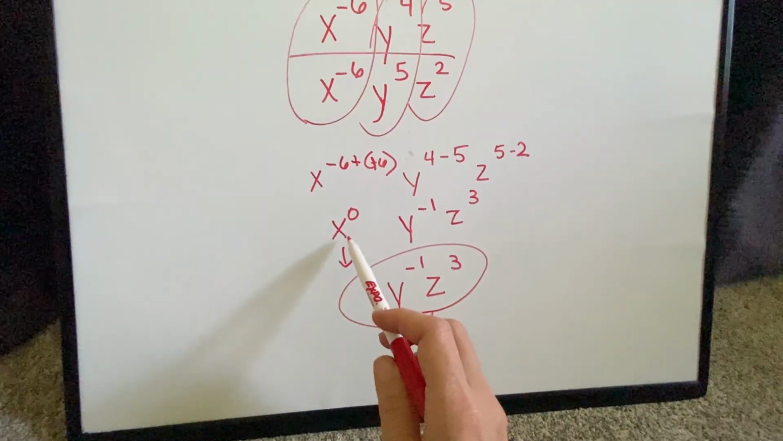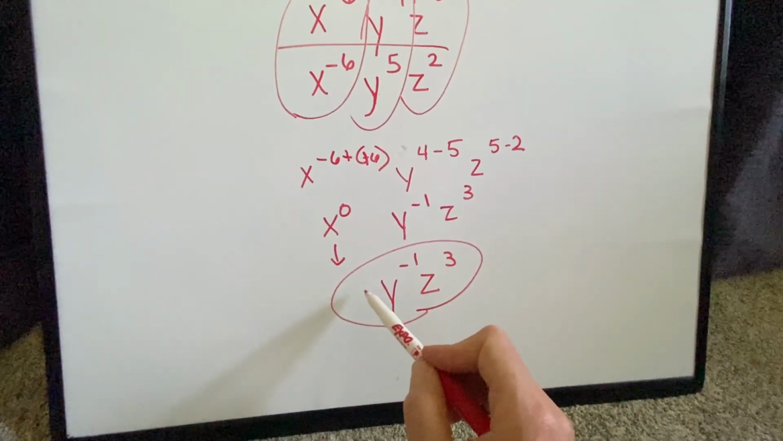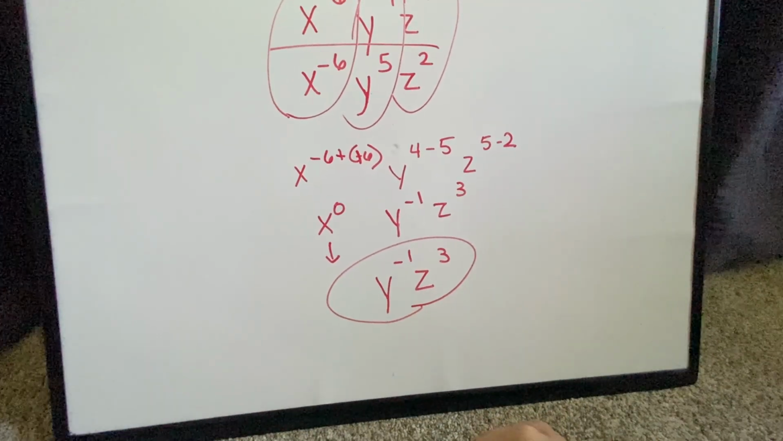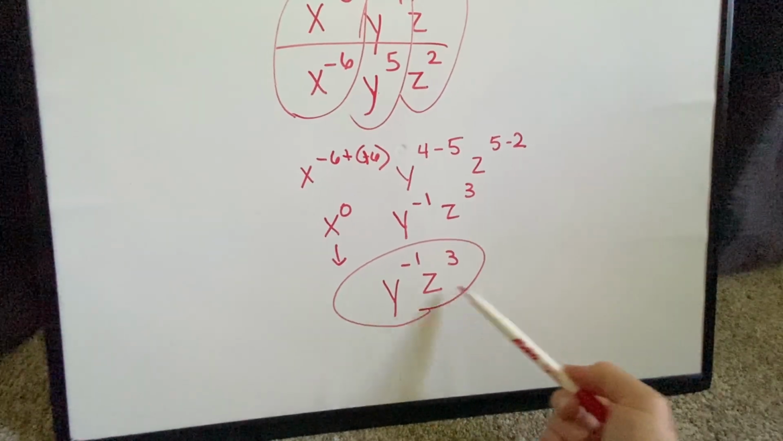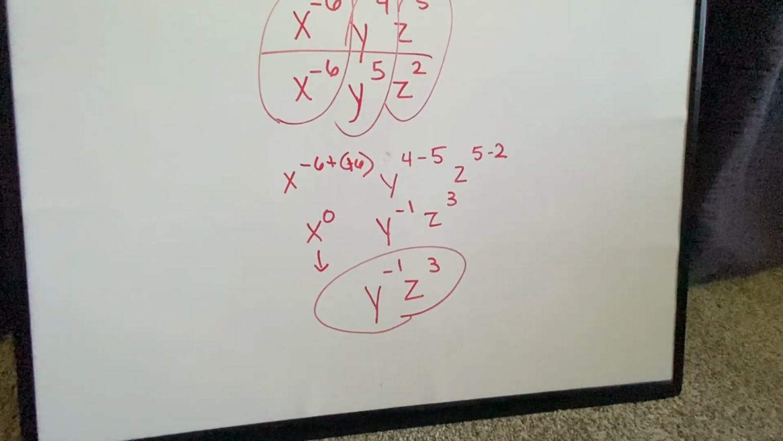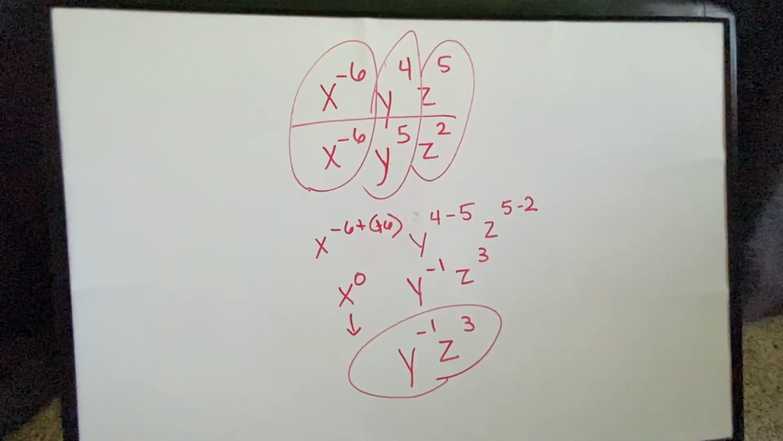Now, just because this x was here, it's not like you made it disappear. There is an assumption that this is 1 times this. Okay, I just don't need to write a 1 there because it doesn't matter if I take 1 times this, it's still going to be y to the negative 1 z cubed. Okay, so this is kind of how you work through this. I'm going to do one more example.